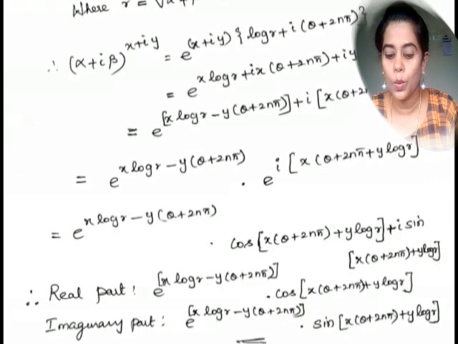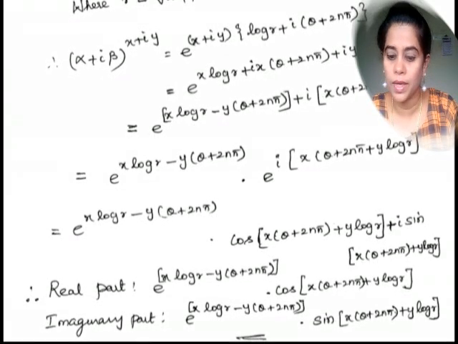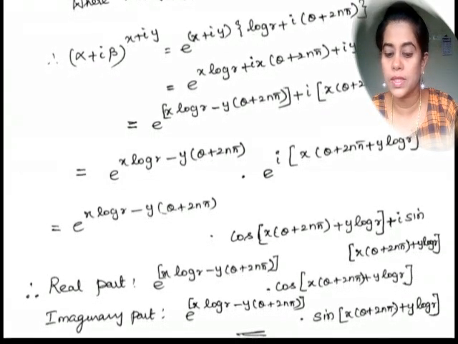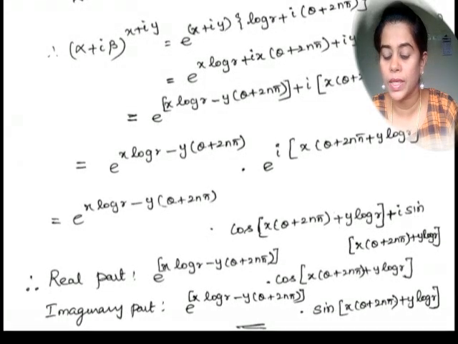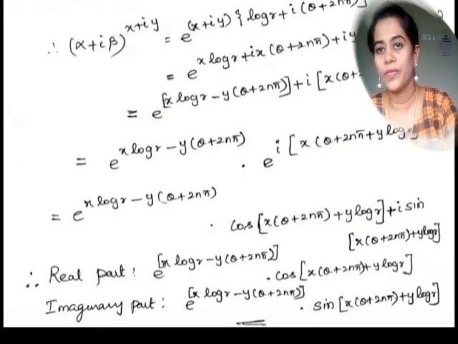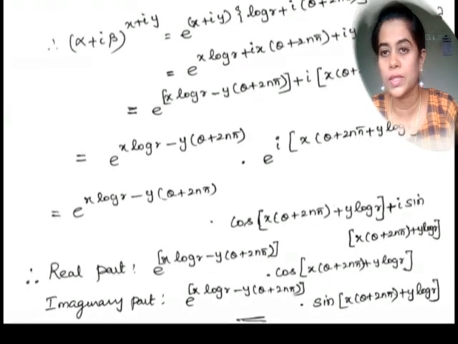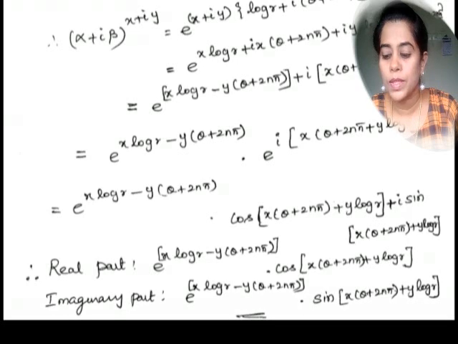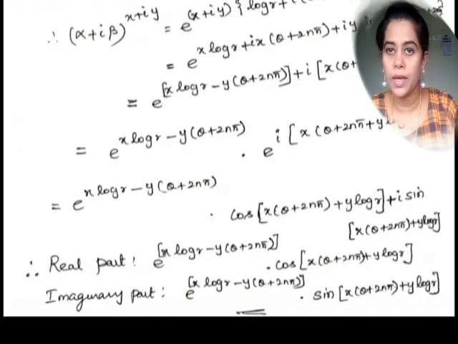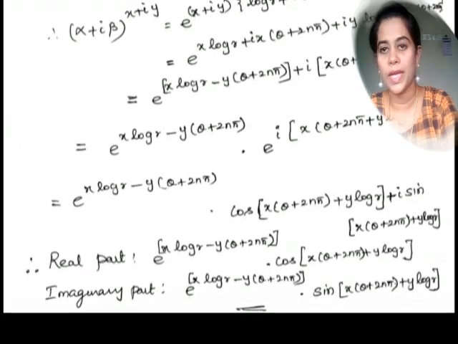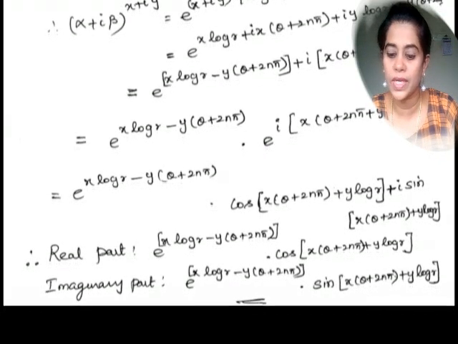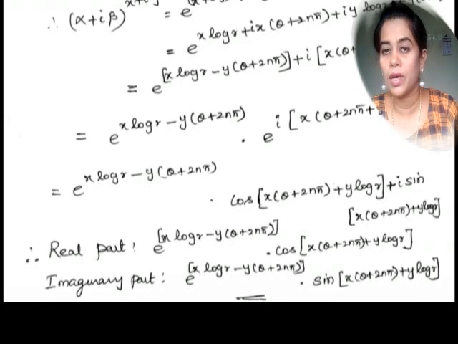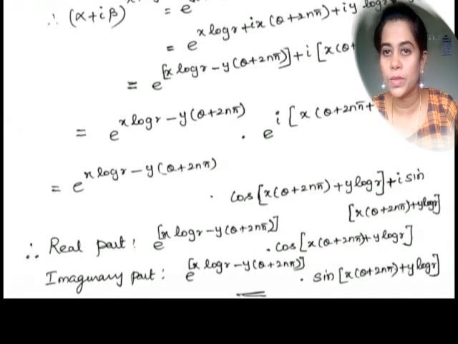And from this, we can have the real and the imaginary part. The real part is e power of [x log r minus y times (theta plus 2n pi)] into the cos term, cos of [x into (theta plus 2n pi) plus y log r]. What is the imaginary part? This exponential form into the sine term. It is e power of [x log r minus y times (theta plus 2n pi)] into sine of [x into (theta plus 2n pi) plus y log r]. Hence, proved.